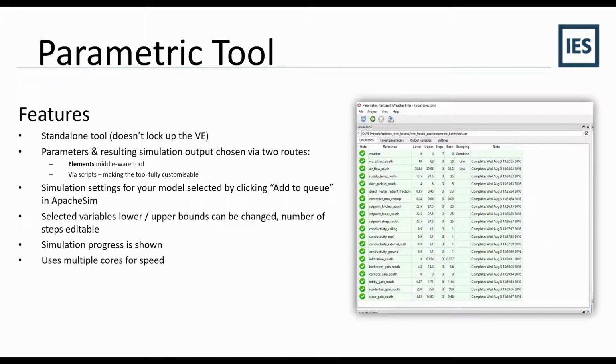Okay, another sizable release. Now, I mentioned two key products. The first one is the Parametric Tool. This will be a free tool within the virtual environment 2017. What does this allow you to do? This is a continuing evolution of what was previously the parametric batch simulation tool. You would have seen that in ApacheSim. Here again, like the Parallel Simulation Manager, this has been improved and then separated from the main virtual environment. What does this mean?